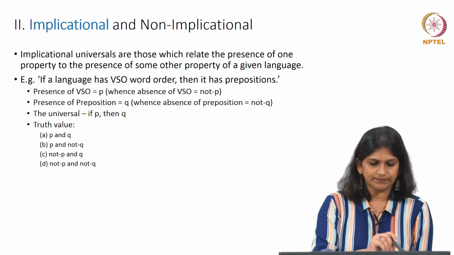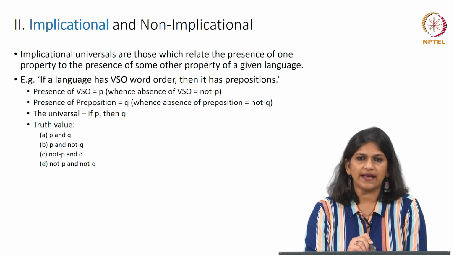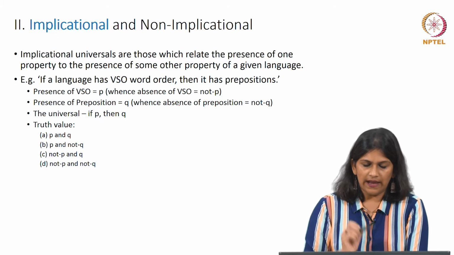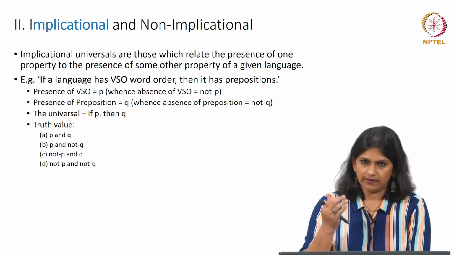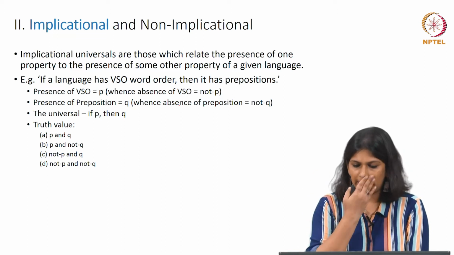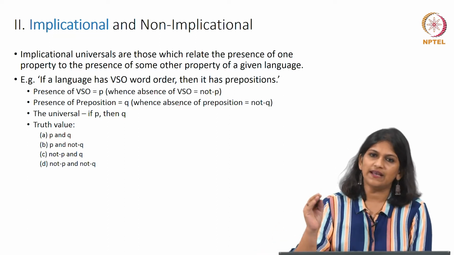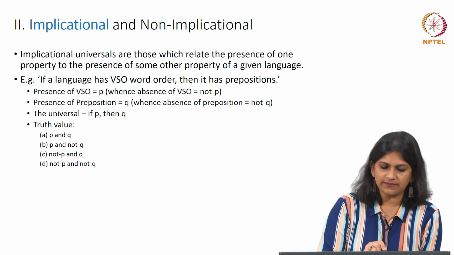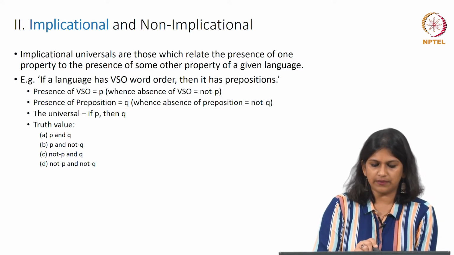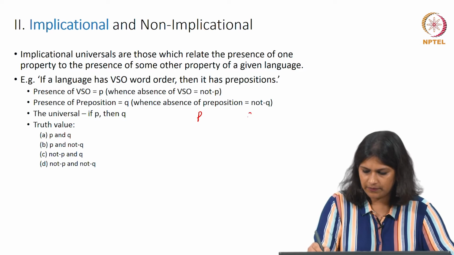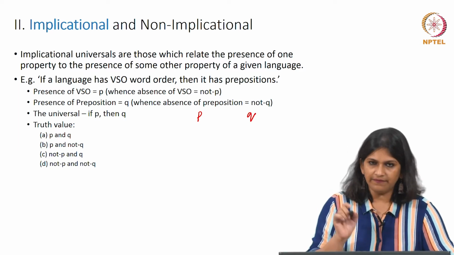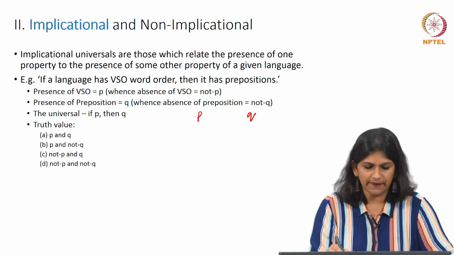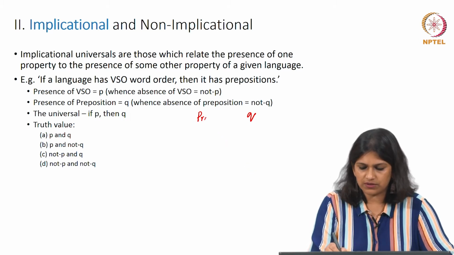So, let us look at the example here. If a language has a VSO word order, V is verb, S is subject, O is object. A language with VSO word order, if such is the case, then it must have prepositions. So, VSO means the language will have prepositions, right. So, that means when it is VSO, P that is the preposition. So, I am writing P here and I am writing Q here. Okay. So, if the language is VSO, then there is a particular point called P, and this P is going to be preposition.